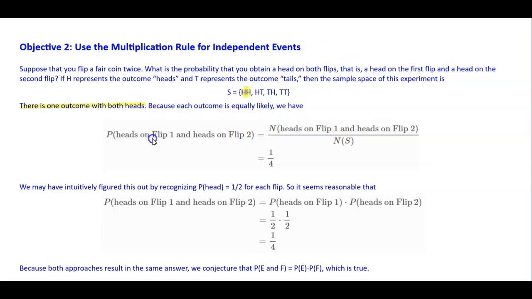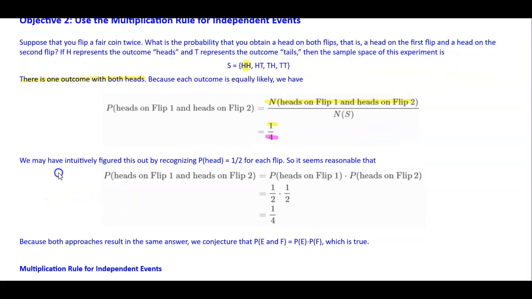The probability of heads on flip 1 and heads on flip 2 is the number of outcomes that have heads on flip 1 and heads on flip 2, which is one of them, divided by the total number of outcomes in the sample space, which is 4. Now, we may have intuitively figured this out by recognizing that the probability of a head is equal to 1 out of 2 for each flip. So it seems reasonable that we can say the following.